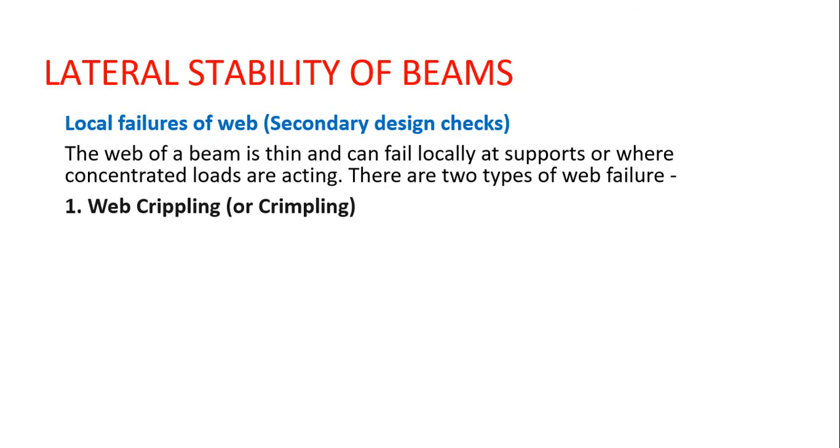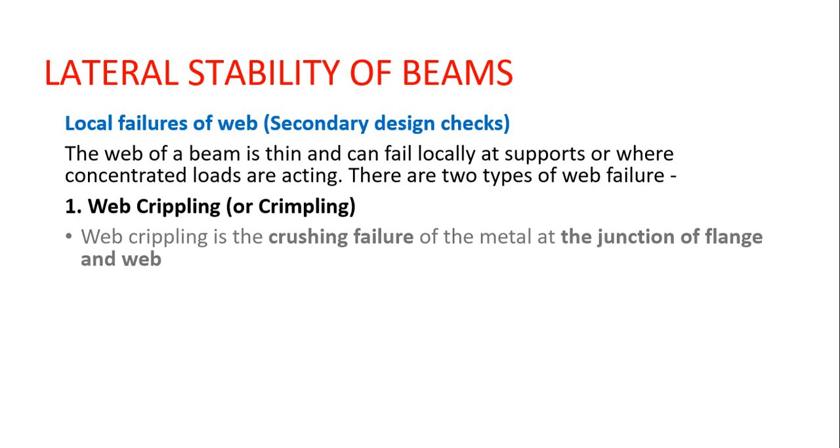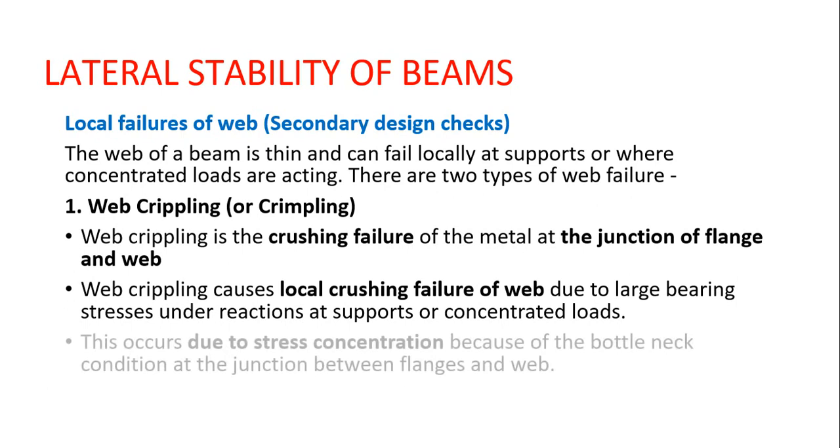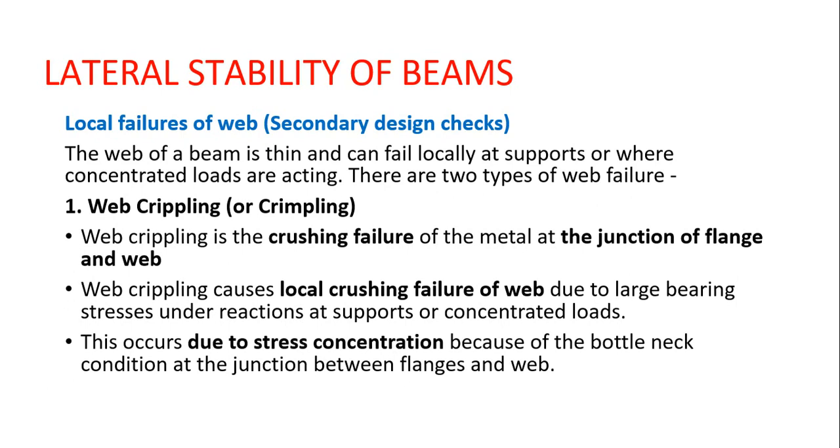Web crippling is also called crimpling. Web crippling is the crushing failure of the metal at the junction of flange and the web. So web crippling causes local crushing failure of the web due to large bearing stresses under reactions at supports or at concentrated loads. I told you that local failures will occur at 2 points. One is at the supports or below the point loads. So this occurs due to stress concentration because of the bottleneck condition at the junction between the flange and the web.